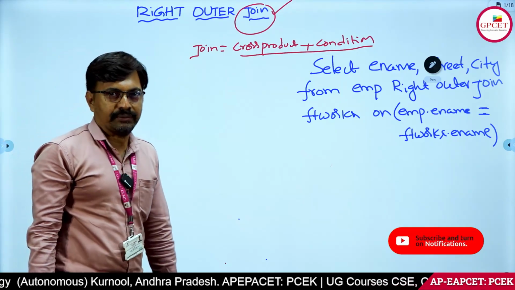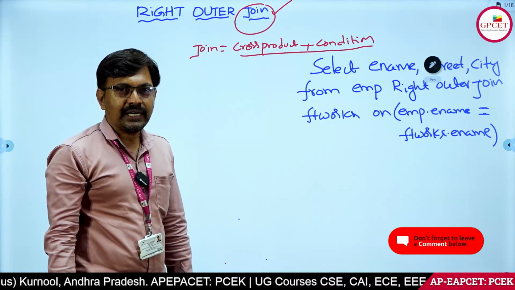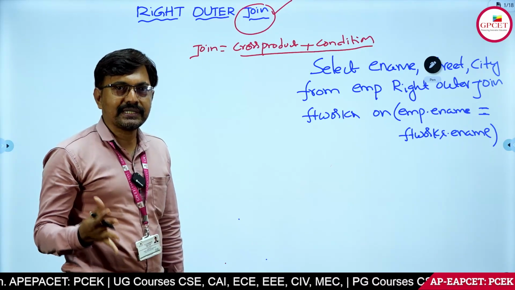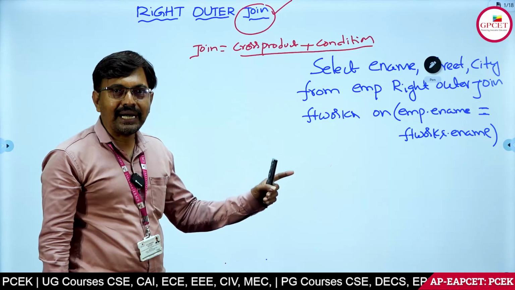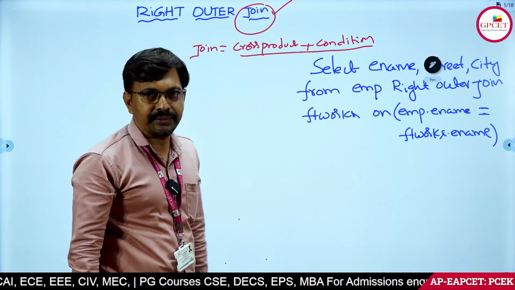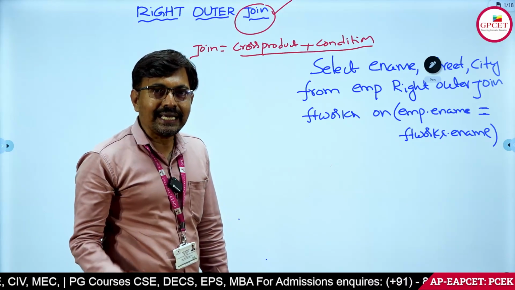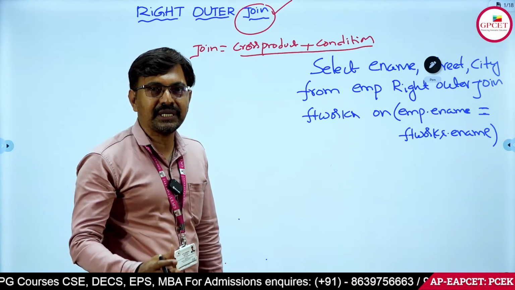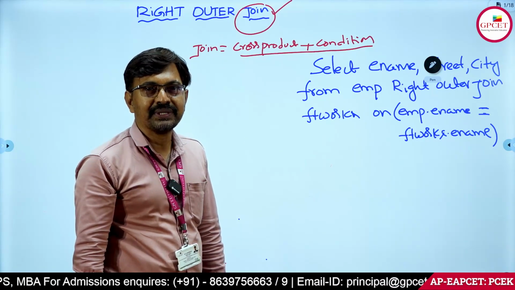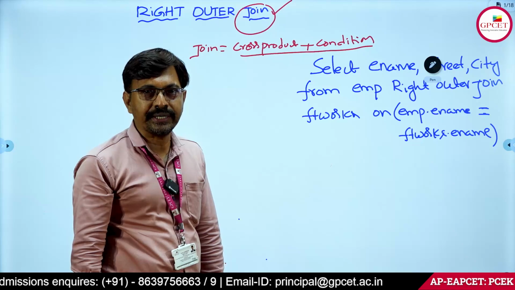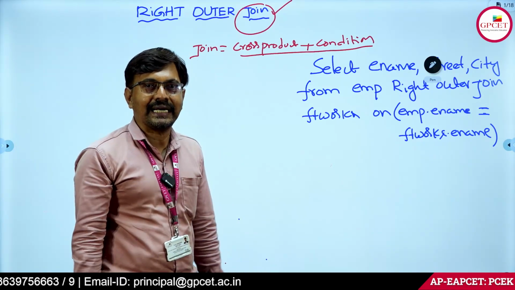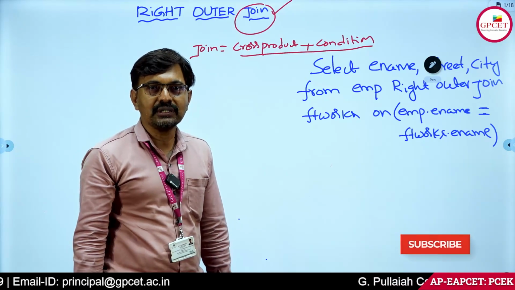That is a very important rule: cross product plus condition. Now, left outer join, right outer join and full outer join. What is my left outer join? Take all tuples in the left relation that did not match any tuple in the right relation, that is the left outer join. Whereas in the right outer join, take all tuples in the right relation that did not match any tuple in the left relation. What is my full outer join? The combination of left outer and right outer is the full outer join.